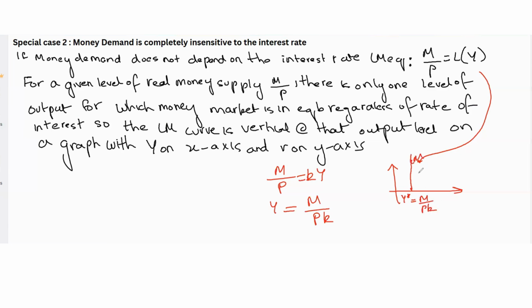So this is the LM curve in this case, because we can see that now money demand does not depend upon the interest rate. From the LM curve equation, which represents money market equilibrium, the money market is in equilibrium only for one level of output. So regardless of whatever the rate of interest is, the LM curve is vertical at that level of output.